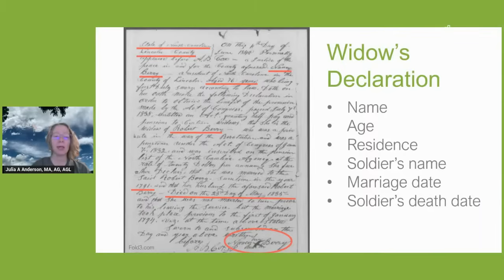The file also has many affidavits from Nancy's friends and neighbors stating that they knew her to be married to her husband and that she remained a widow after his death, which were requirements for receiving a pension at that time.